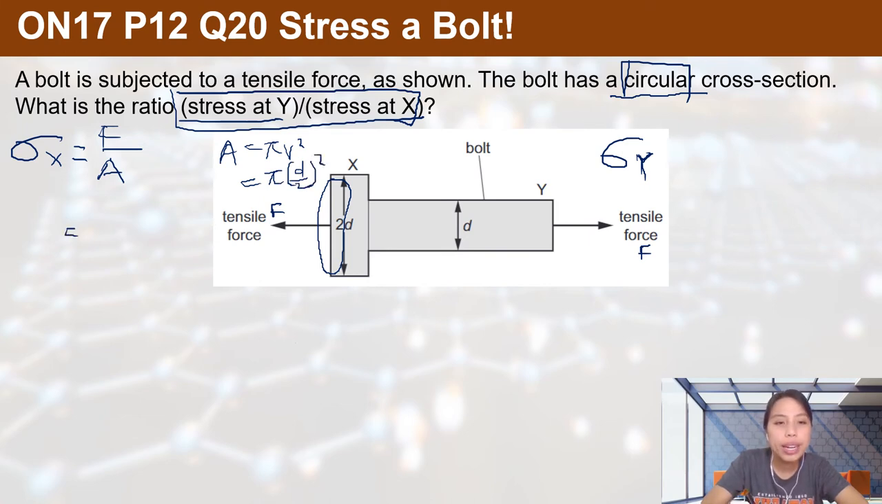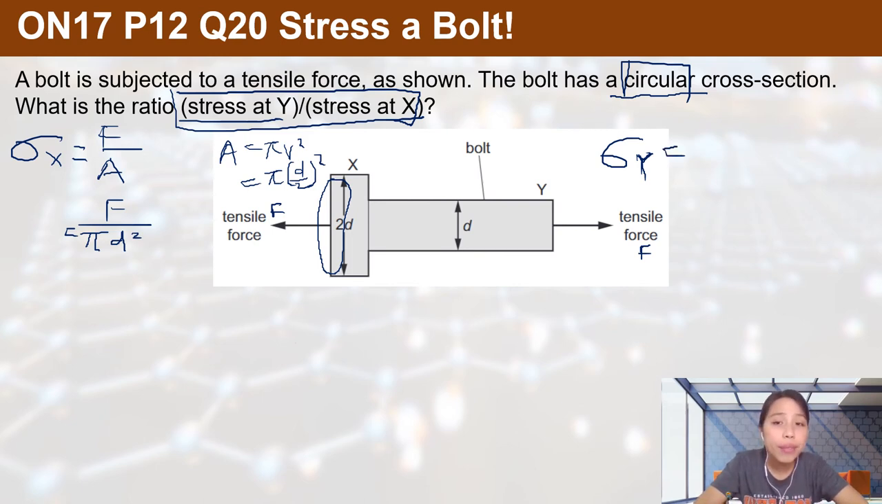So, okay, let's try that out. Force over area is pi, I want to use radius, so d over 2, so pi d squared. And I'm kind of stuck because I don't know anything else. Don't worry about it. Continue on first. So now the stress at X is done.